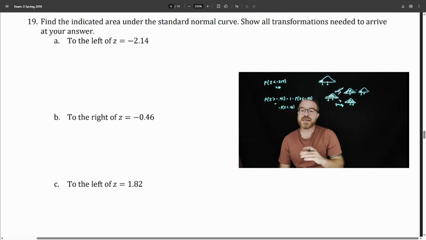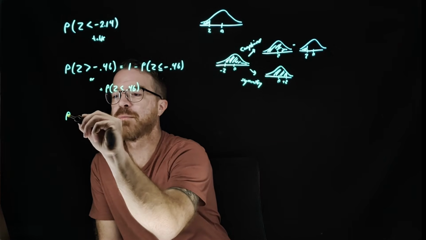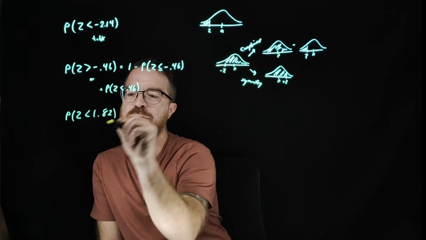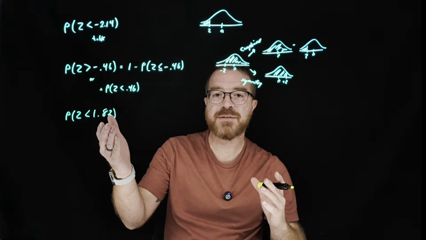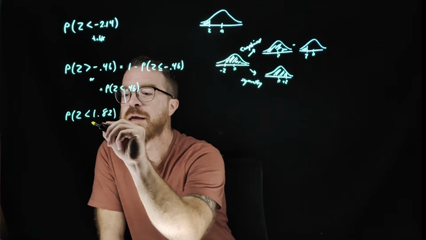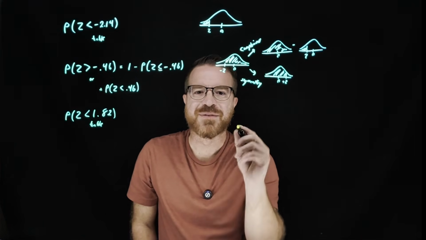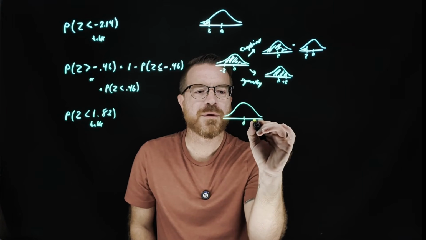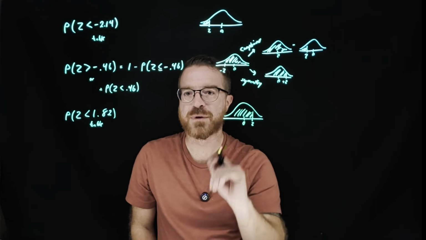For the next problem, it says to the left of z equals 1.82. So this one is the probability z is less than 1.82. In this case, we can actually use our table for this, right? Because we have a positive z value looking to the left. That's one of the tables we give you, so I'm just going to write table. Then drawing this, just to keep it consistent with everything else, this is our standard normal. We have a positive z value, and we are looking at everything to the left of this, and that's one of our tables.